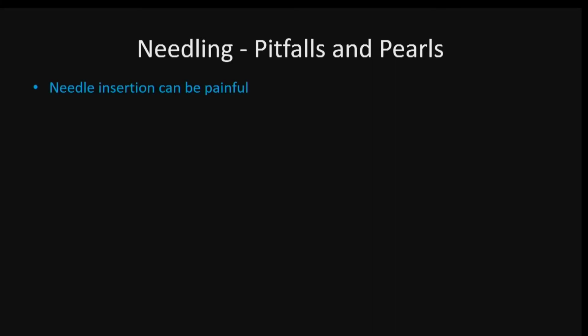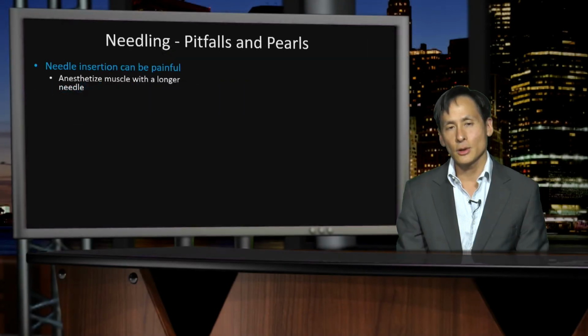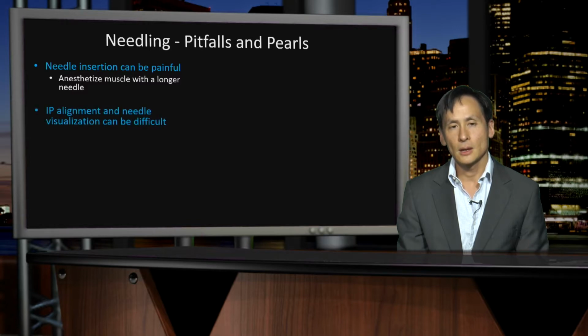Some pearls and pitfalls to be aware of. In the awake patient, they can occasionally find the needle insertion painful through the muscle. That can usually be solved by anesthetizing the muscle with a slightly longer infiltration needle. And that longer needle also serves a secondary purpose in that it helps you to ensure that you are going to be in line with your beam when you finally do insert the block needle.